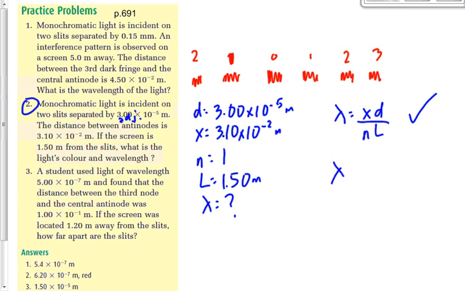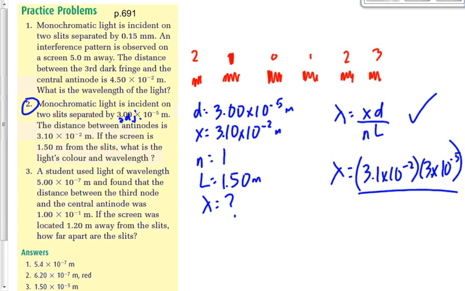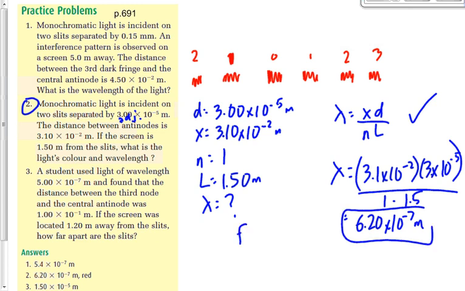All right, x is 3.1 times 10 to the minus 2. d is 3.0 times 10 to the minus 5. n is 1, and L is 1.5. When we do that, I assume we get 6.20 times 10 to the minus 7 meters. f is equal to v over lambda. What does that work out to be for frequency?